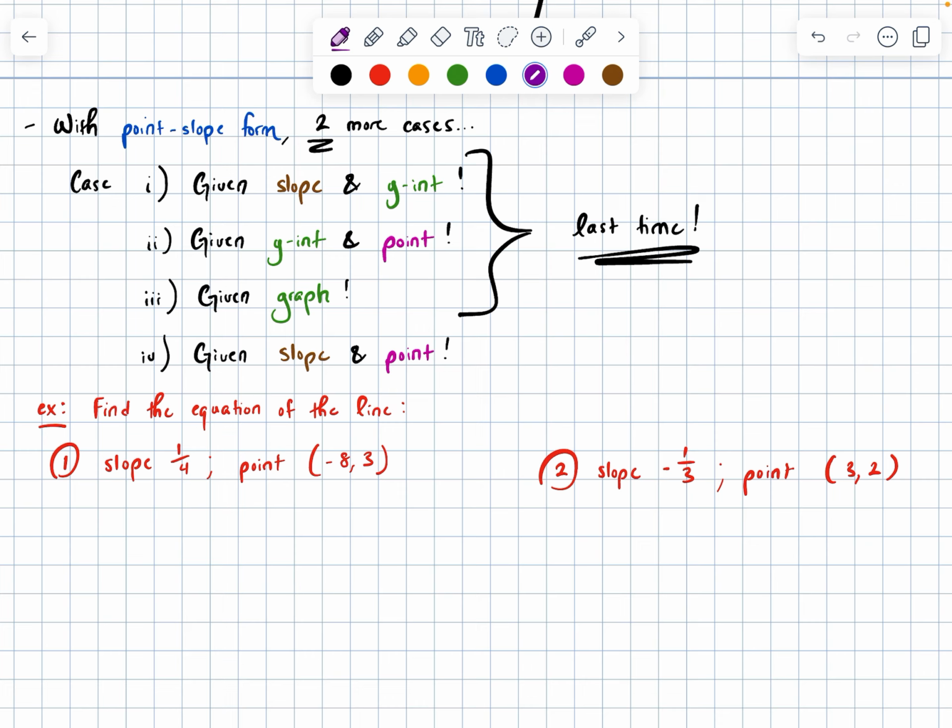Case 4, like we just did above, if I tell you the slope and I give you any point on the line, point-slope form can get me to my equation. So let's take these two. Again, use your point-slope form to find the equation of the line in slope-intercept form. We're thinking of point-slope like a way to get us to y equals mx plus b. Go ahead.